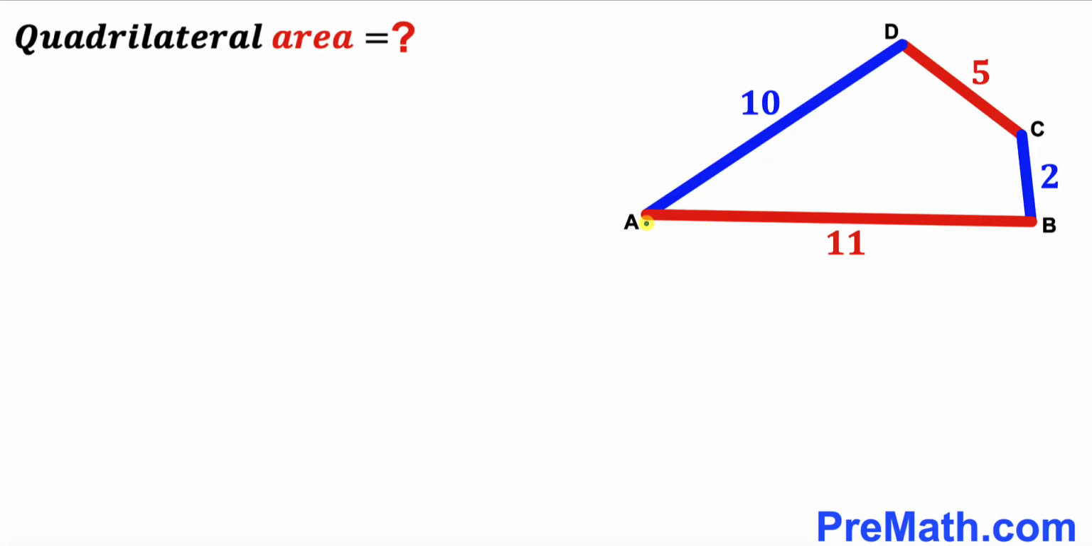We have this quadrilateral ABCD, as you can see in the given diagram, such that its side AB length is 11 units, its side BC length is 2 units, the side CD length is 5 units, and finally the side AD length is 10 units. Now our task is to calculate the area of this quadrilateral ABCD.